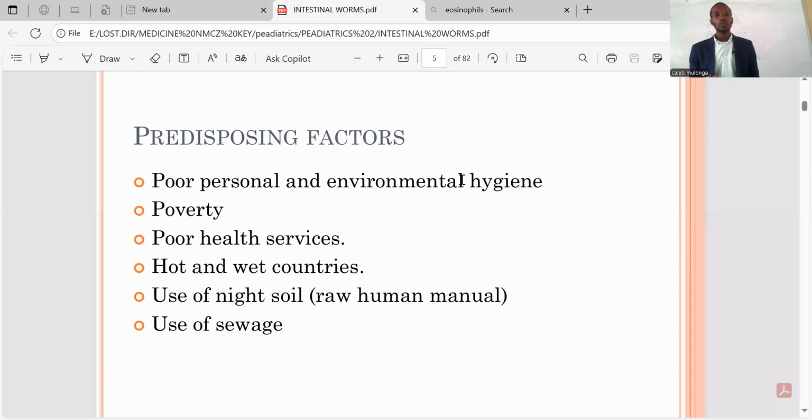Number 4, hot and wet environments or countries.